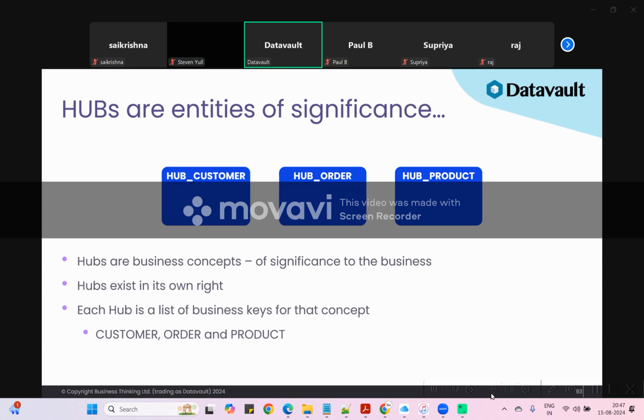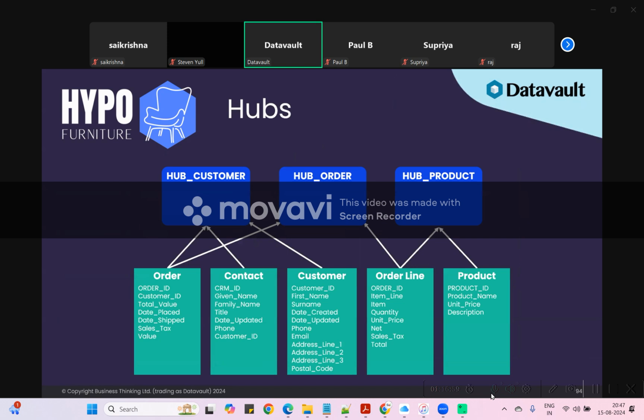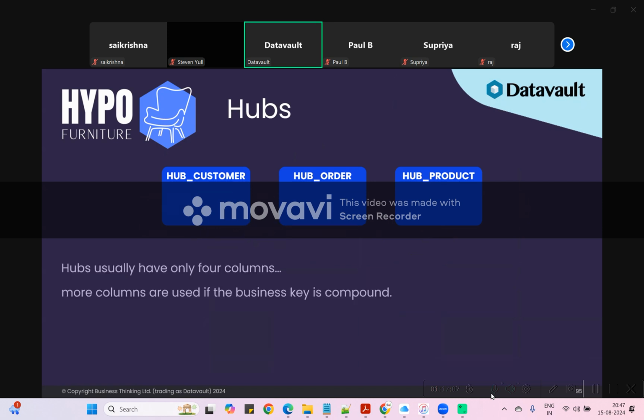So hubs we said are entities of significance, so they're business concepts. And you might think about them, they should exist in their own right. And all that's in a hub is just a list of the business keys. It's a very narrow, thin table. So we're going to look out there at the source data. We're going to find appropriate keys we can use to identify each of these concepts.